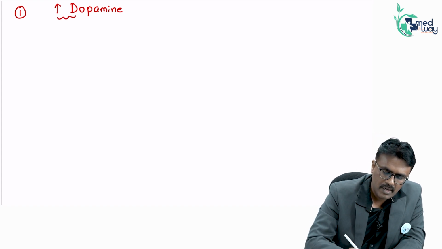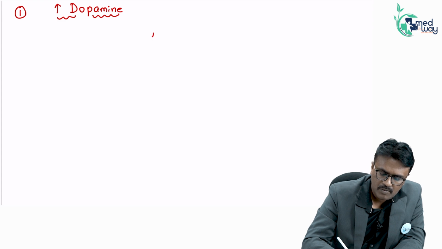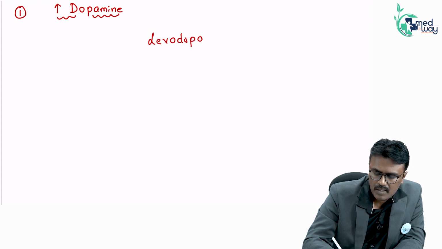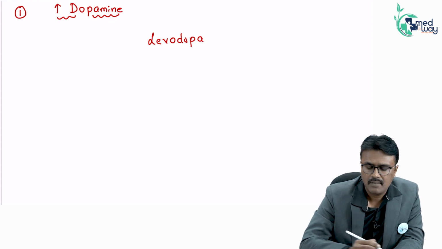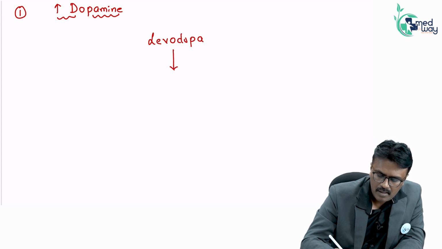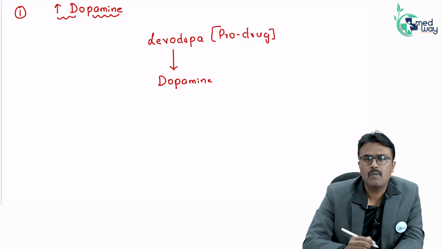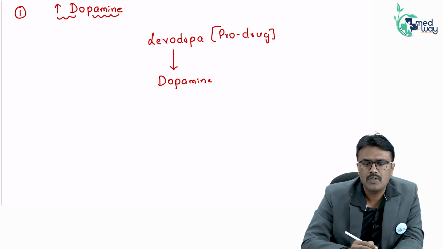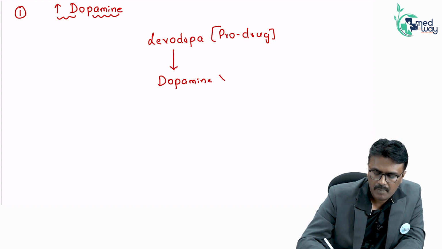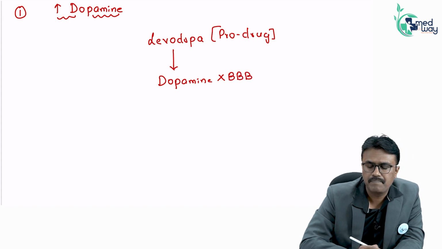So then how do I increase the activity of dopamine? For that, what we use is a drug by the name Levodopa. So Levodopa is given, and the Levodopa after metabolism will become dopamine. And this Levodopa is called a prodrug. The question is, why can't I give dopamine directly? Because dopamine cannot cross the blood-brain barrier, but the Levodopa can enter the brain.